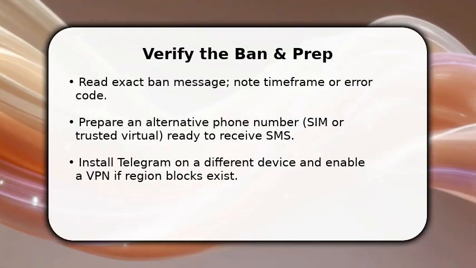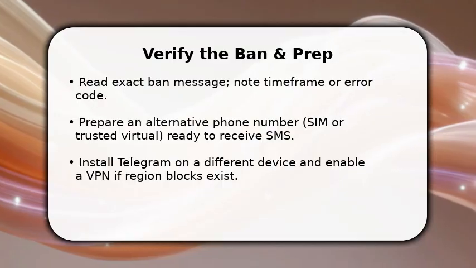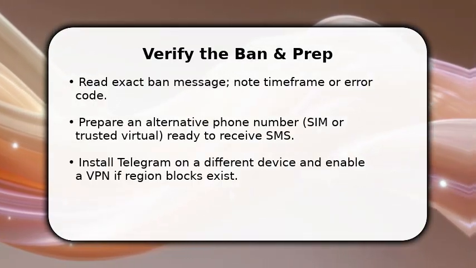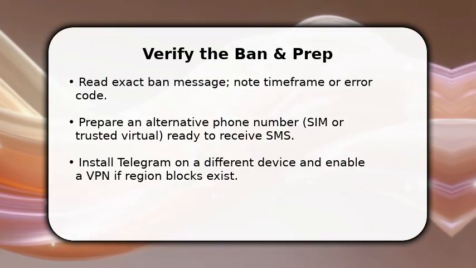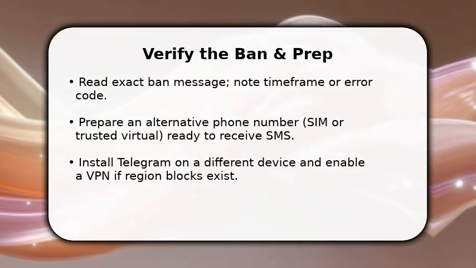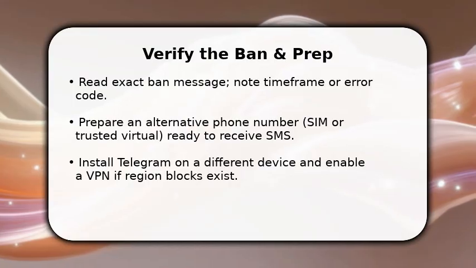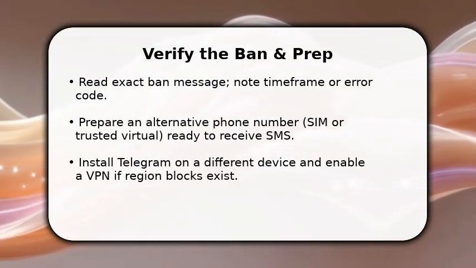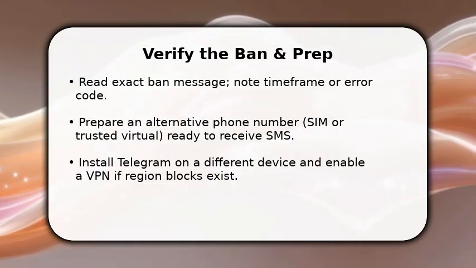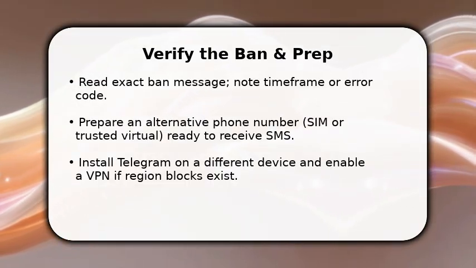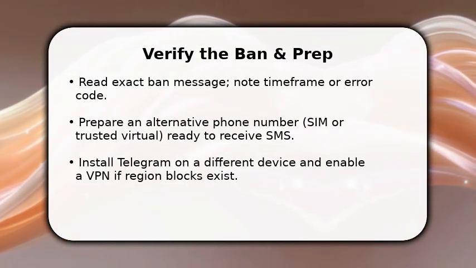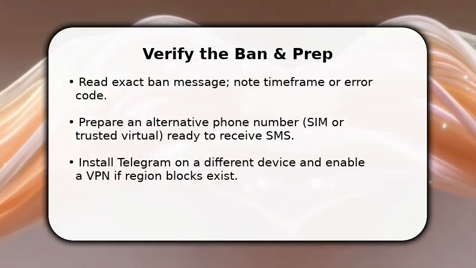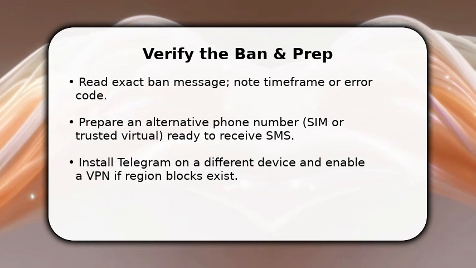You see a ban message. First, confirm its exact wording because that tells you what Telegram blocked. Once confirmed, prepare an alternative phone number, a fresh SIM or reliable virtual line, so you can receive the verification SMS. Install Telegram on another device to avoid cached session issues and enable a VPN if your region may be contributing. These steps get you ready immediately and explain why we changed the number and device before trying to regain access.